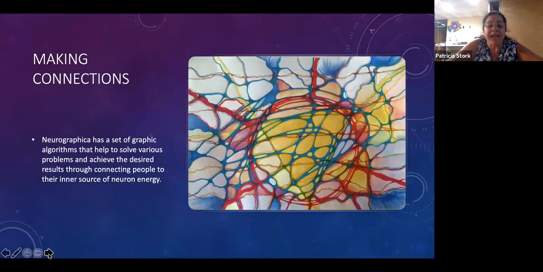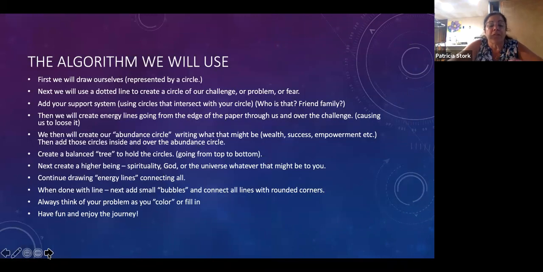So we're gonna make connections. We're gonna use an algorithm that I just picked up that I thought was kind of cool, and we're gonna try to get in touch with our inner source. So this is the algorithm that we're gonna use. I'm not gonna read it to you because we're going to actually do it. I'm leaving it there so that you can remember how we did it. So if you wanna do it, you're welcome to do it.